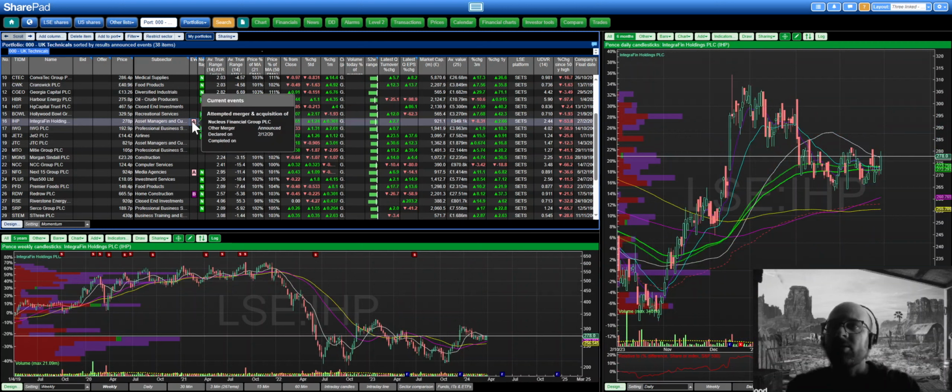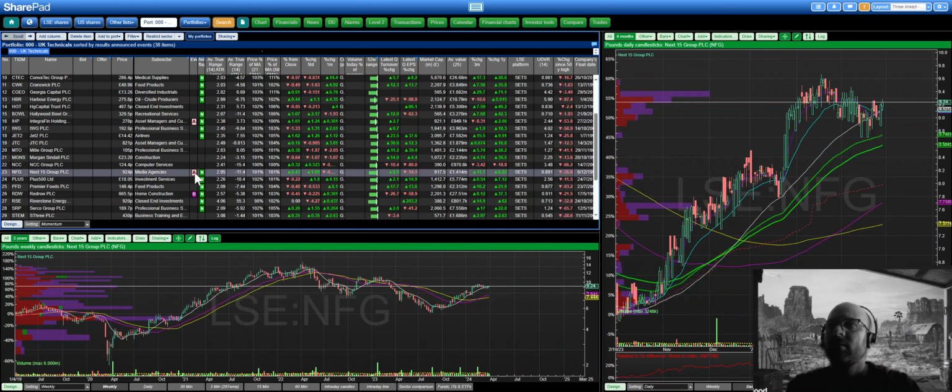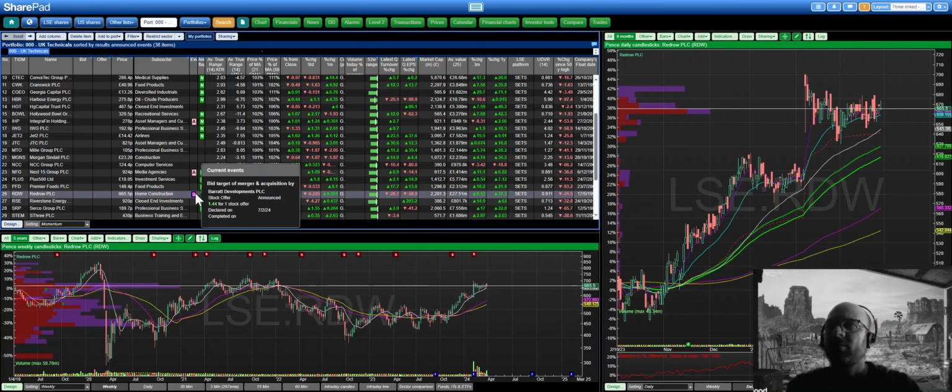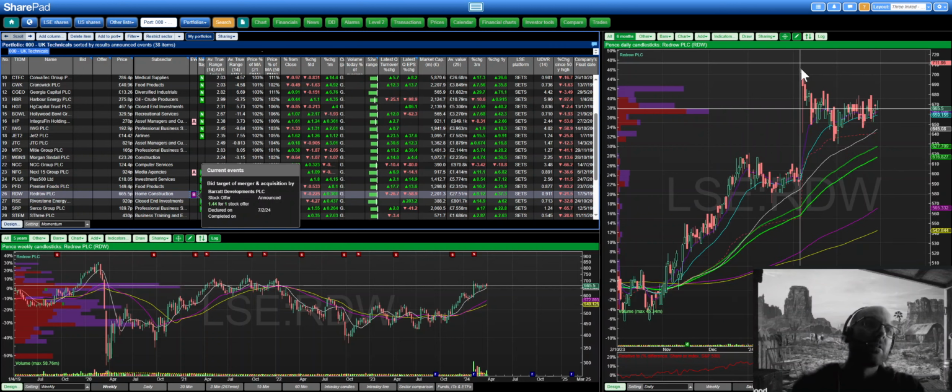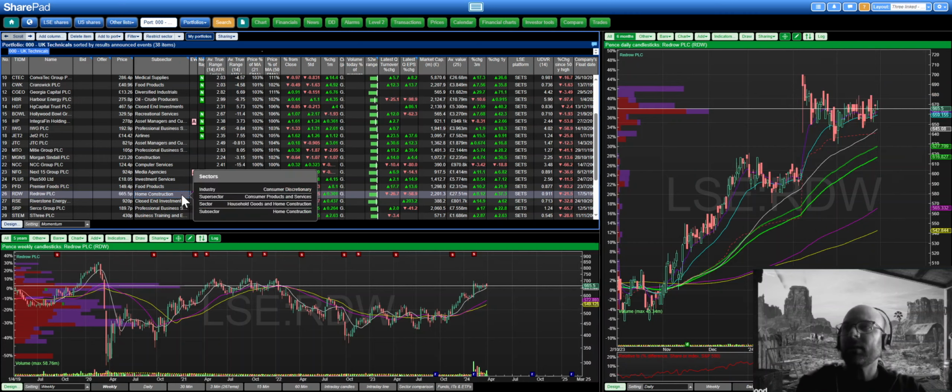Sometimes SharePad shows stuff from a very long time ago. So going back to 2020, I don't care about that. What about this next one? Next 15 Group, 22. Don't really care about that. Redrow, bid target, Barratt. That's recent, and that was on the 7th of February. And you can see on the 7th of February, whoosh. So, okay, you can see from the chart, track it back to here, the reason why you had effectively an episodic pivot event there, but not for me. So I'll take that out as well.